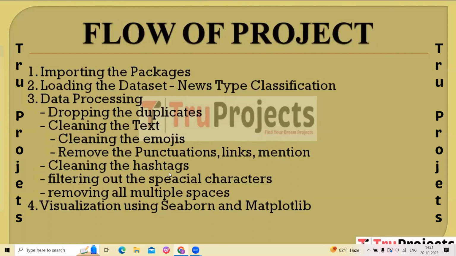Next here we have cleaning the hashtags. Remove hashtags if they are not relevant to the classification task. Filtering of the special characters. Remove any special characters or symbols that are not informative for the classification. Removing all multiple spaces. Replace multiple spaces with a single space to standardize the text. Visualization using Seaborn and Matplotlib. Data visualization is essential for understanding the dataset and its characteristics. You can use libraries like Seaborn and Matplotlib to create plots, histograms and other visualizations that help in data exploration.